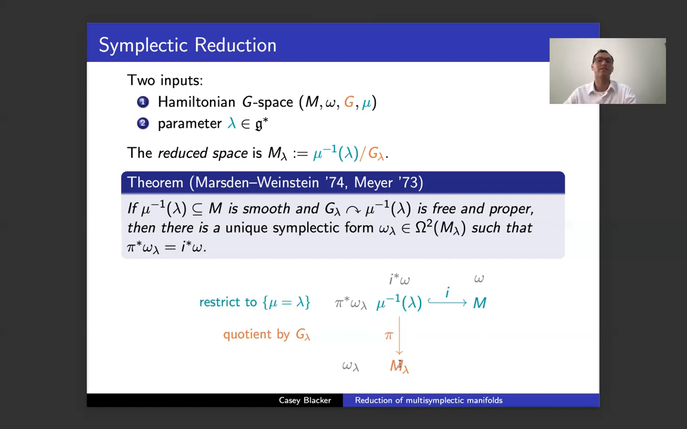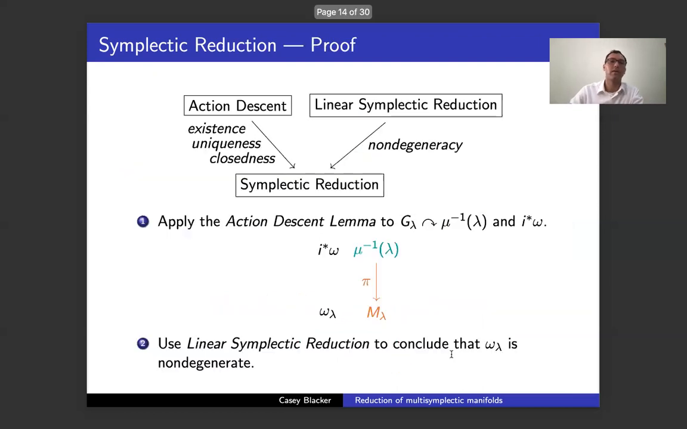It says that not only does it descend, but it descends to something that is itself a symplectic structure on the base. The proof of the symplectic reduction theorem is very surprisingly straightforward. It comprises two steps. First, we apply the action descent lemma to the lambda level set quotiented by the lambda stabilizer subgroup, and that gives us the existence, uniqueness, and closedness of what is now just a closed two form omega lambda on the reduced space.